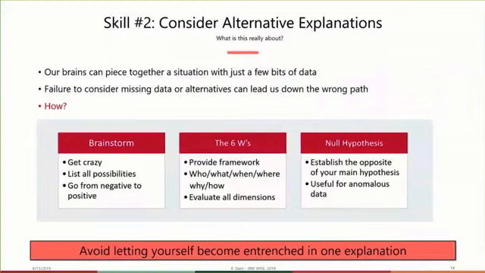And so, again, how do you do this? Brainstorming. Get more people in the room. You need those different perspectives, because you need different perspectives of looking at the problem and different creative thought processes. I like to use the 6 classic journalistic questions as a framework for this, which I'll talk about on the next slide, to evaluate all different dimensions, and then also consider the null hypothesis. This is the exact opposite of what your main hypothesis is, and this is a good exercise because sometimes it forces you to look at a problem from a different perspective.